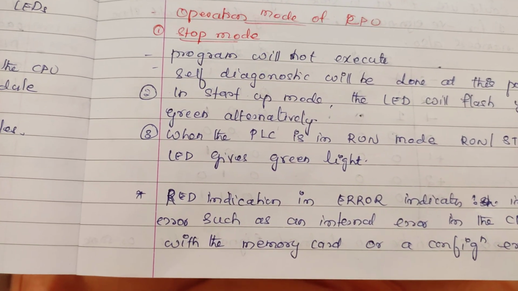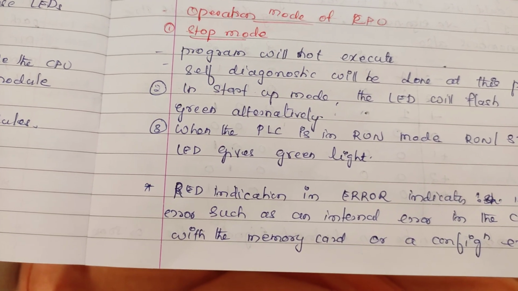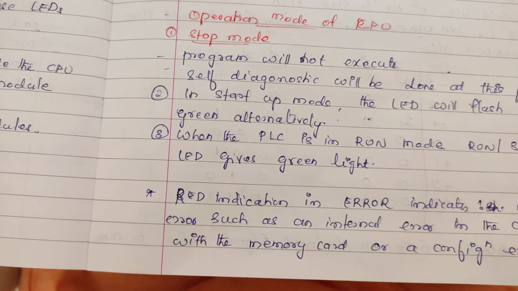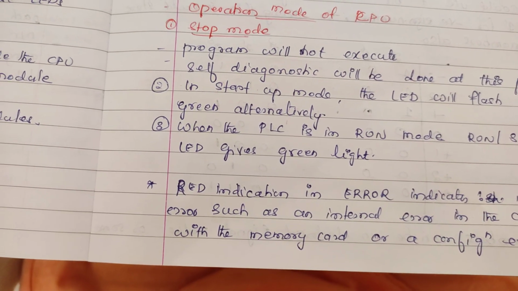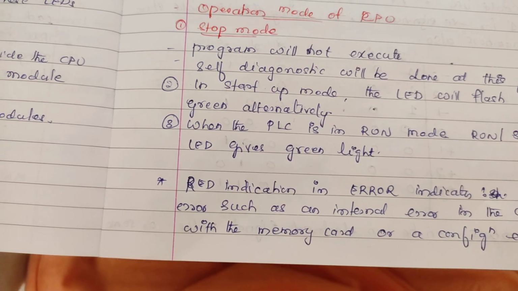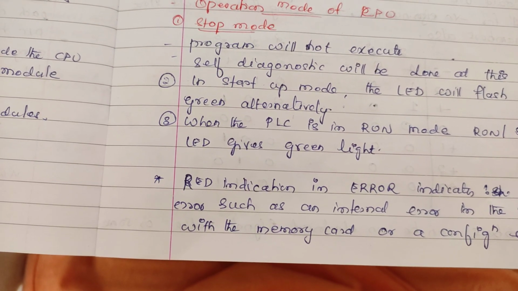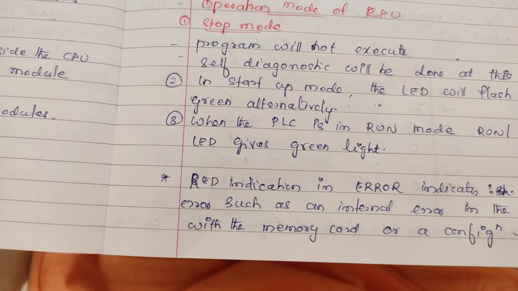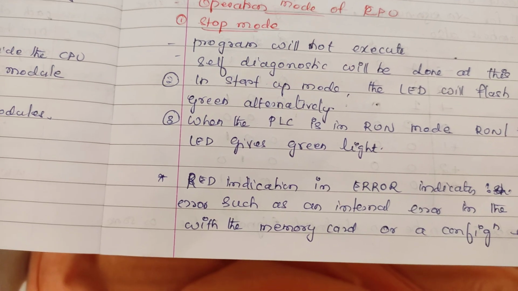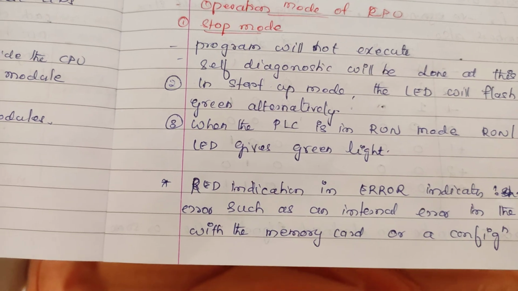Then logic will be executed. We can write our logic in any programming language, including ladder program, structured text, function block diagram, or sequential flow chart. Any programming language we can choose. That logic will be executed during run mode. Then self-test diagnostics will be performed. That means if any error is there, it will be detected, and self-test diagnostics will be performed at this stage. Then at the end, if any interrupts have occurred, they will be executed.